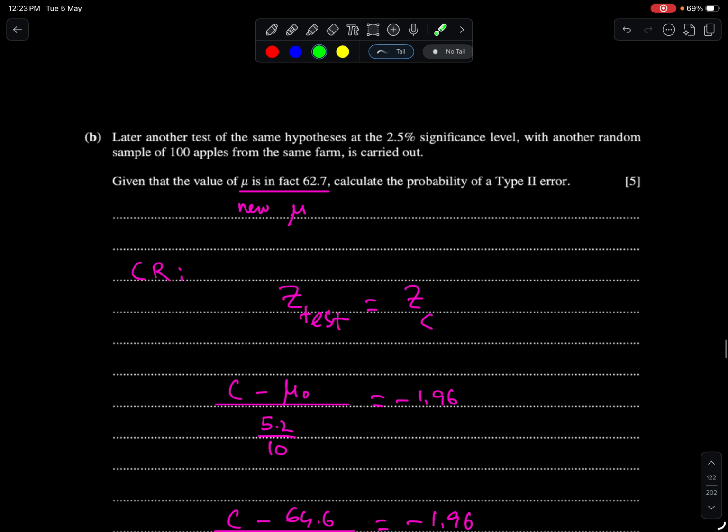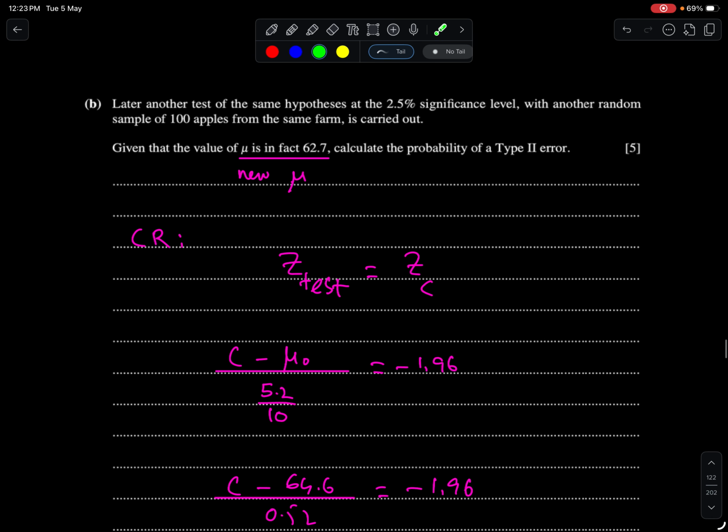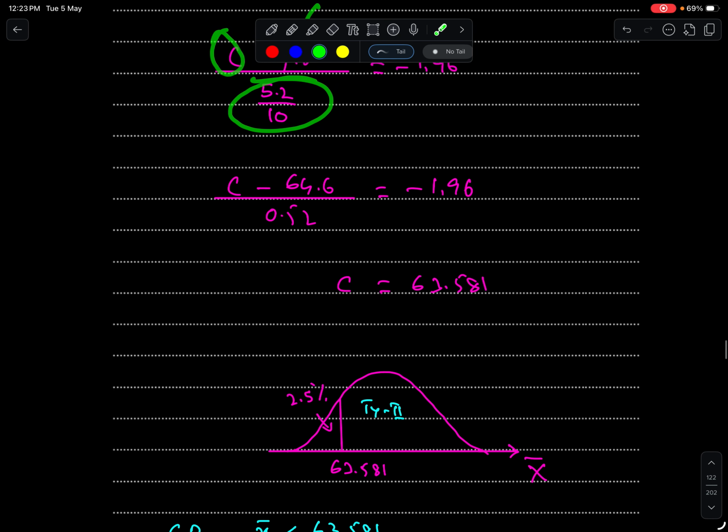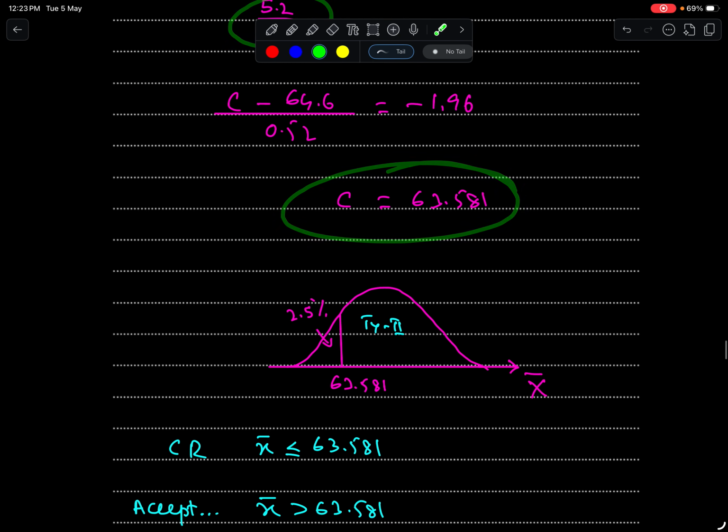Now, Z critical. Use this: Z test is Z critical. It's a lower tail test, so write the negative value here. C minus mu naught divided by the standard deviation. This is the critical region. In a lower tail test, write the critical region in this way. This is here.